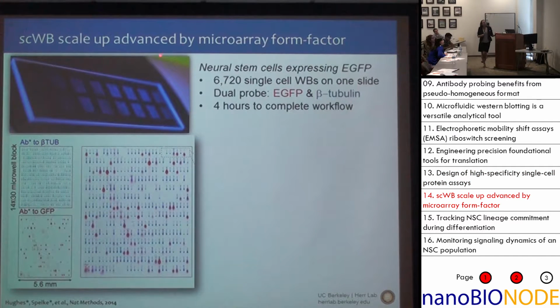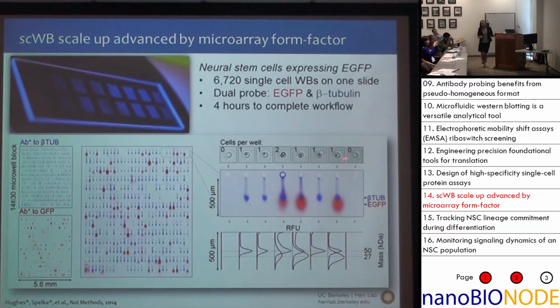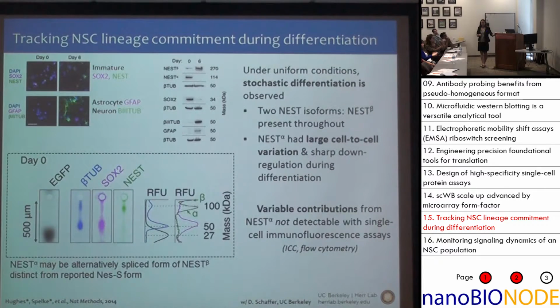So what does this look like? This is a bright field image with just a little bit of fancy lighting that shows you that microscope slide with these blocks of microwells. When we complete the Western blot, one of those blocks looks something like this. So we had cells per well. You can see those cells settled into the microwells. We lyse them, we do electrophoresis, lock them into place, and then probe with the antibody here against beta tubulin and GFP. So you have 2 peaks that you can measure, and that's the Western on the single cells.